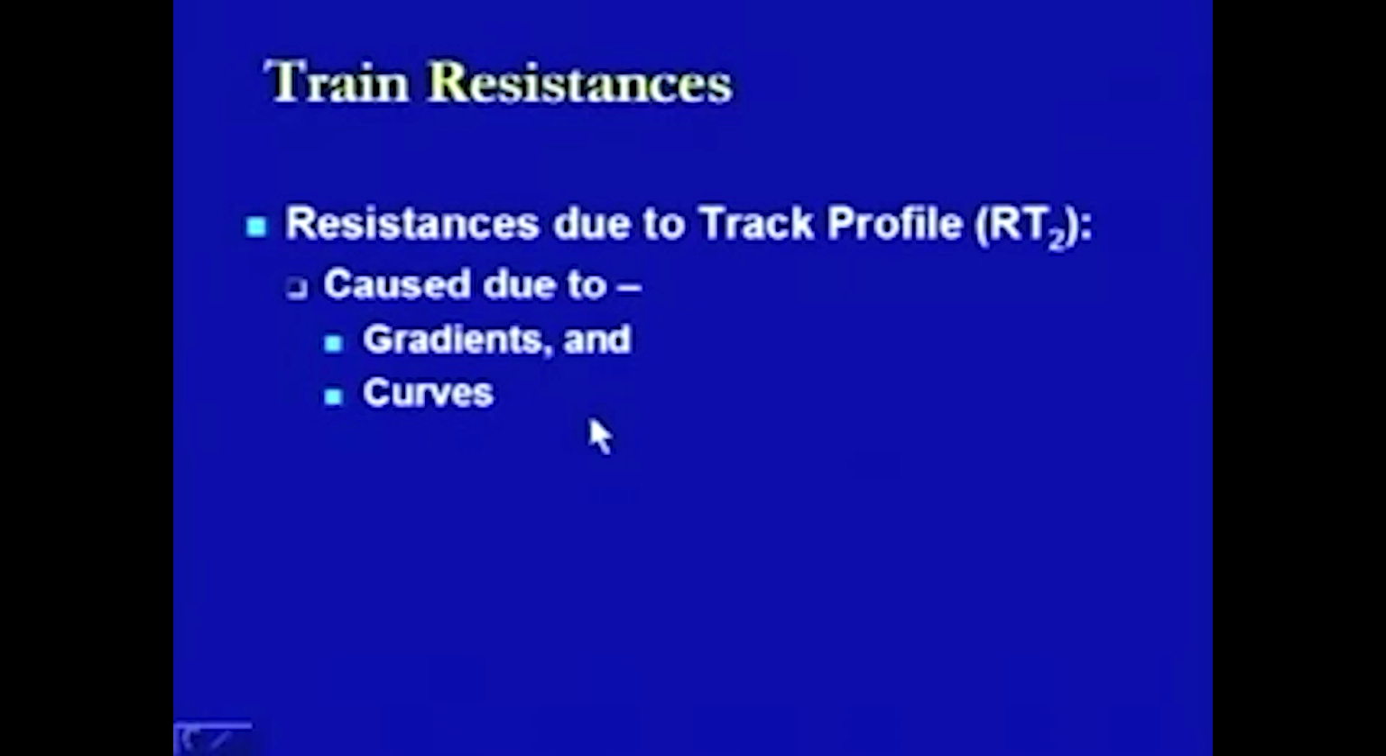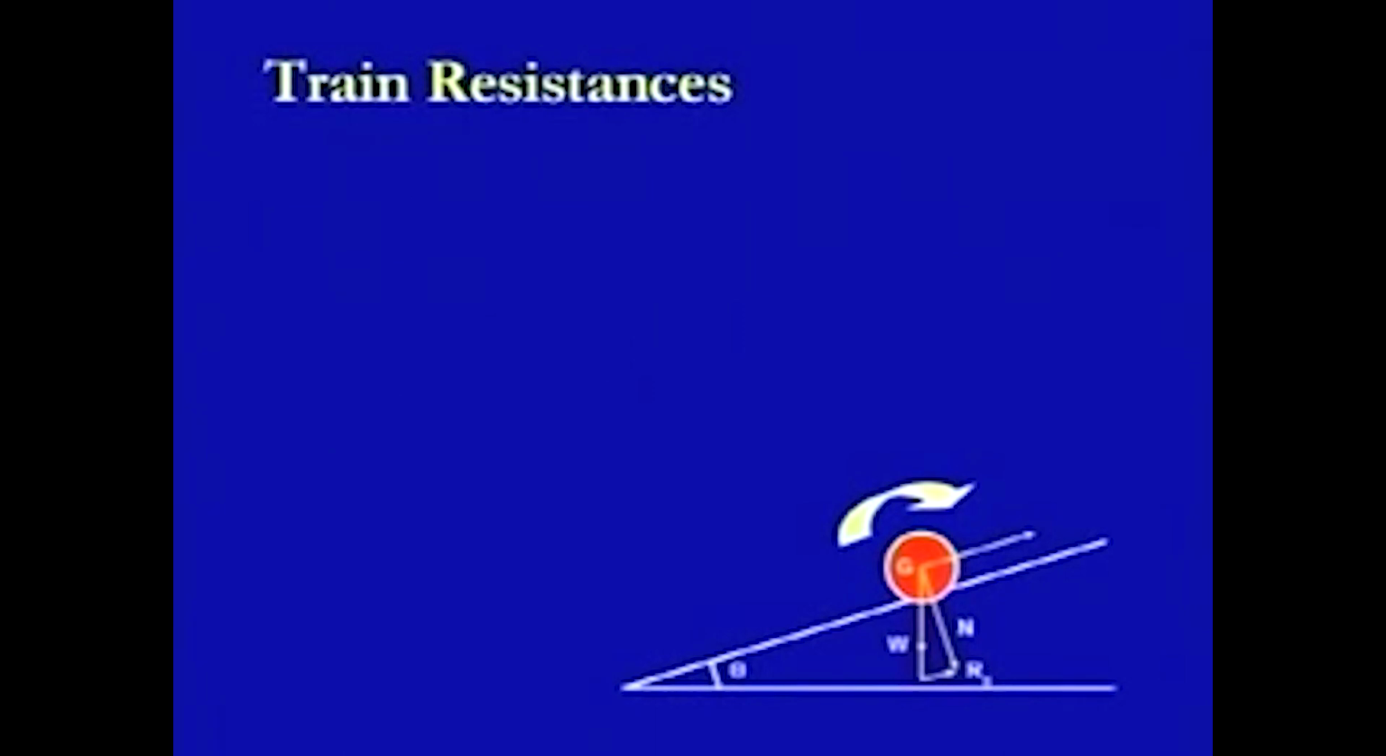Now we come to the resistances which are offered due to the track profile. As we have seen, these resistances are because of the physical features of any track, and the two main physical features of any track are the gradients and the curves. So we will be looking at these two conditions. Here the first condition being defined is for the gradients. What is being shown here is a wheel which is moving on some gradient which is defined by this angle theta. There is a movement in this direction towards the right hand side.